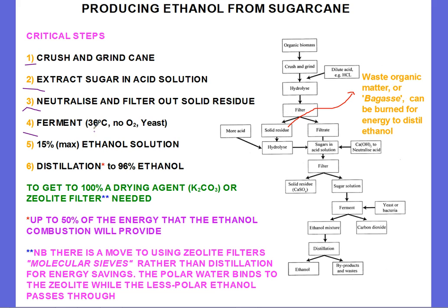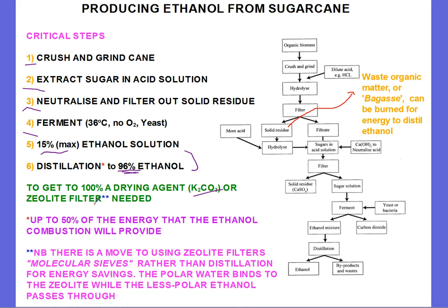You ferment it, as we said before, at 36 degrees, no oxygen, with yeast. That produces a maximum of 15% ethanol. You can distill it then to 96% ethanol. You can't quite get 100% ethanol from distillation. You get 96% ethanol from that. To get to 100%, you've got to use some sort of drying agent, such as potassium carbonate, or you can use a zeolite filter.